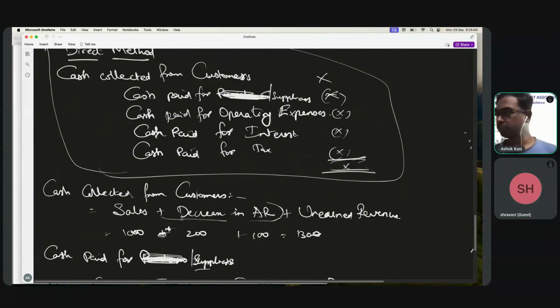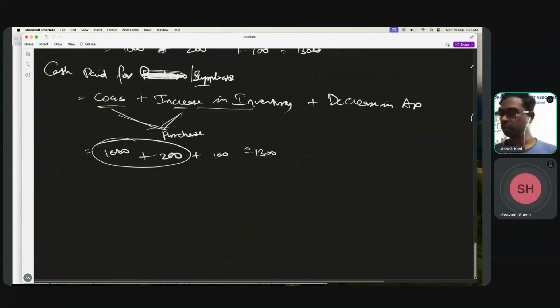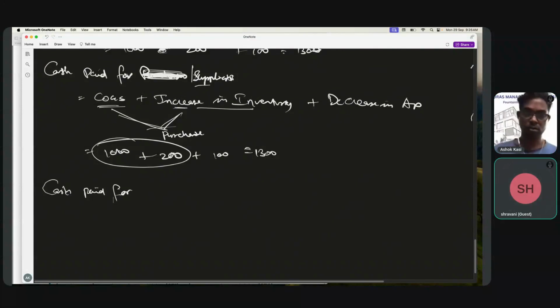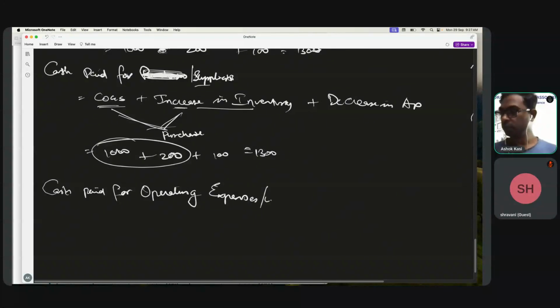Okay, cash paid to supplier, then operating expense. Operating expenses, you take salaries or wages. So cash paid for operating expenses. Here I'll take wages. Example, wages: opening wages plus wages minus closing wages.